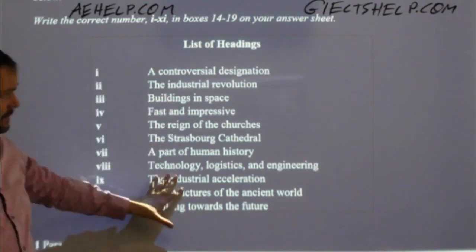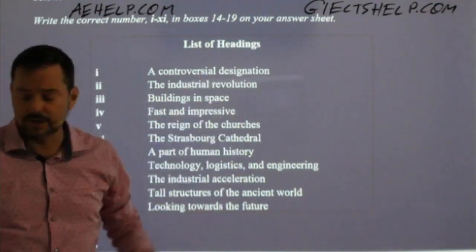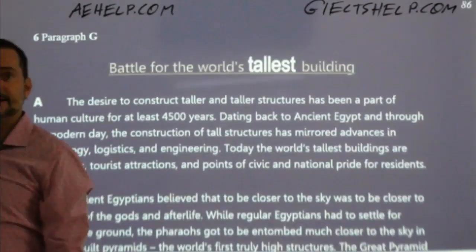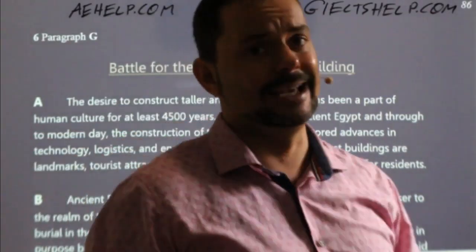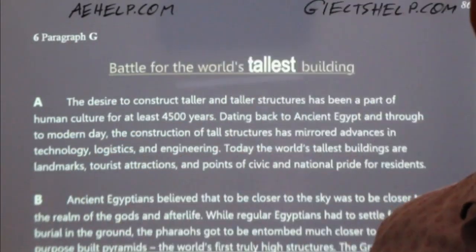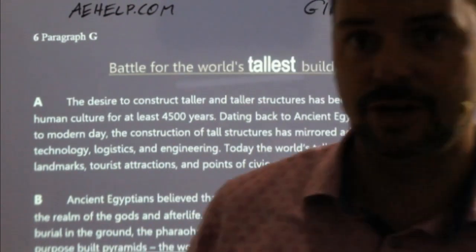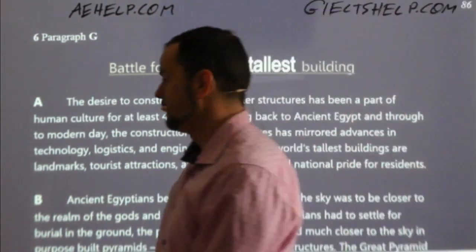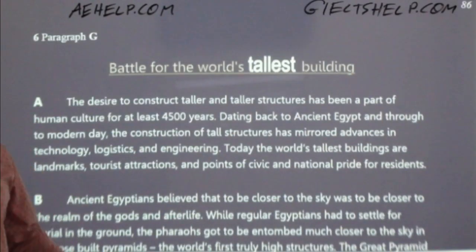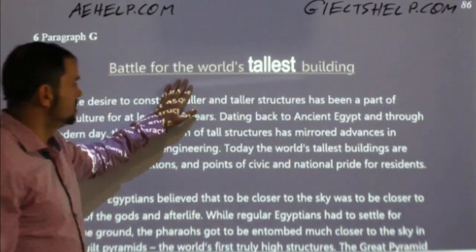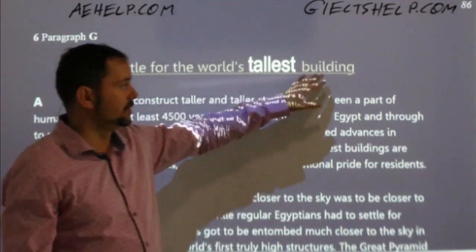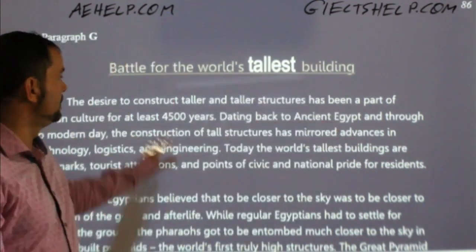Here we have a list of headings. Fantastic. Before we look at these, let's look at the title. So right now the time in the class, students, is 15 minutes, 39 seconds. So we'll try to get this done by 36 minutes, this whole passage here. Okay, sounds like a plan. Here we go. Battle for the world's tallest building. Okay, so this passage is about the tallest building in the world and the battle for it.